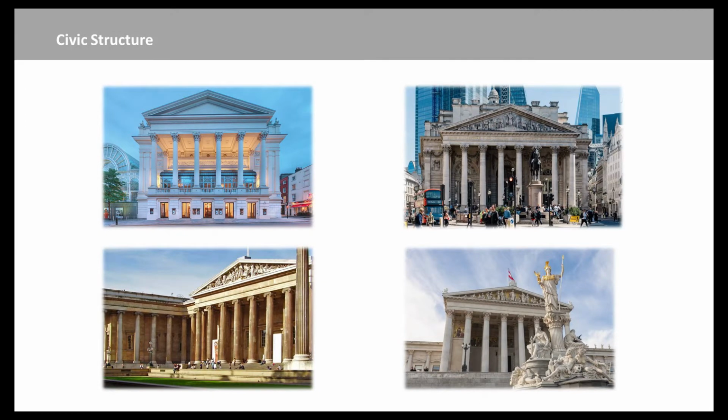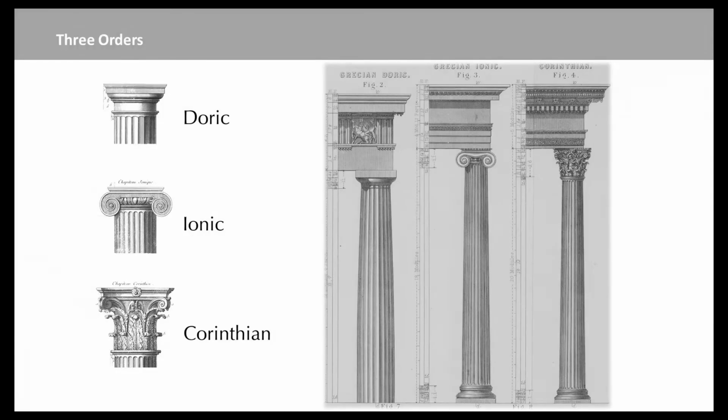Visit a civic structure, such as a theater, a bank, a museum, a parliament building. What do you see? Columns, columns, columns, columns. If you want a Westerner to think something is important, put columns on it, and not just any columns, Greek columns. Greek columns come in three orders: Doric, Ionic, and Corinthian.